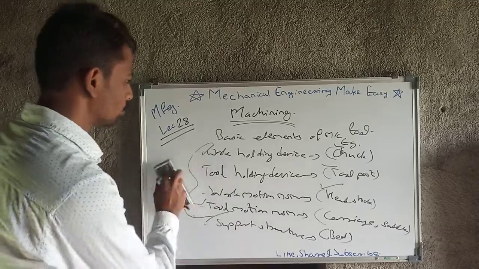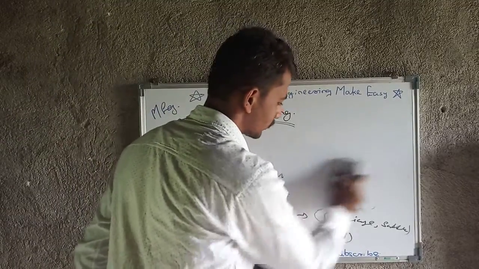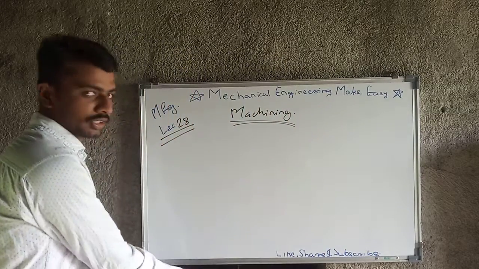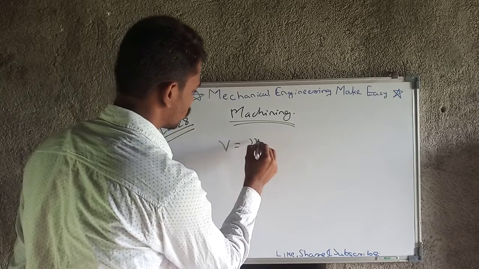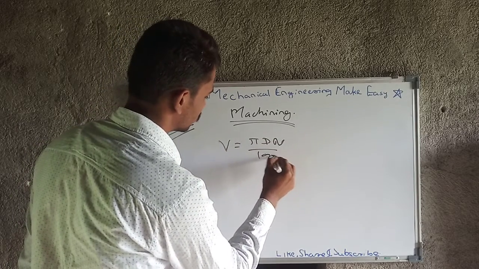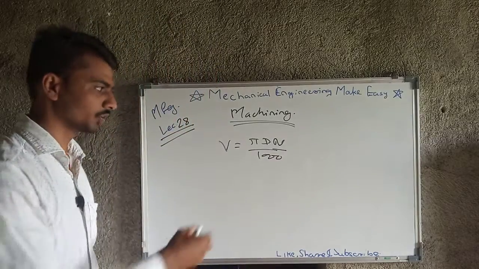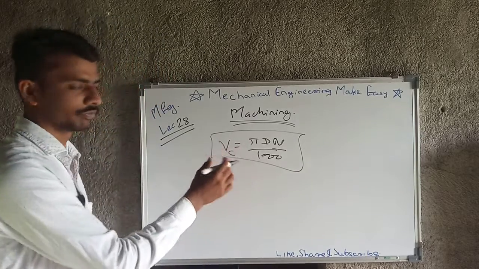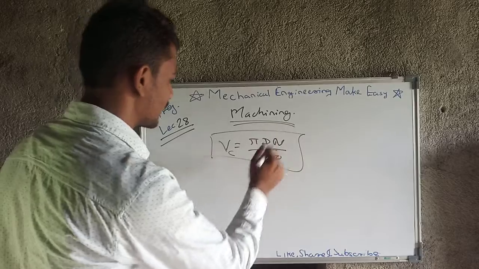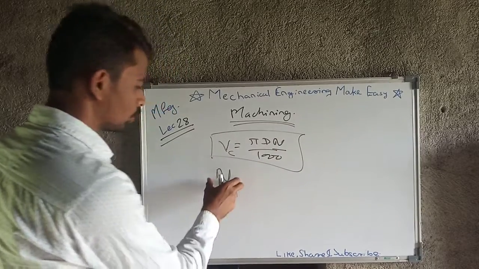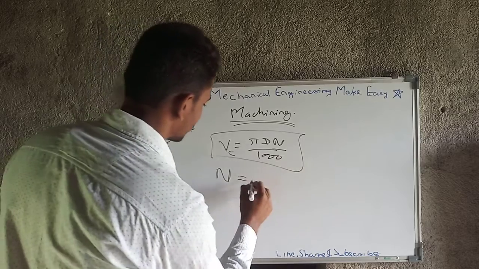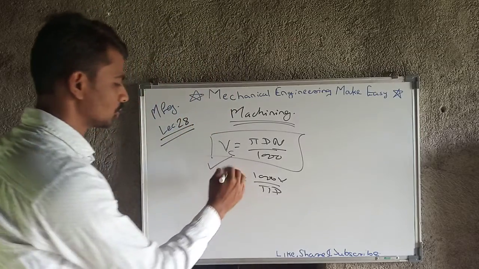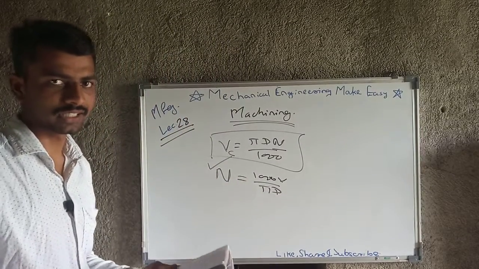Then we will move towards the next, and that is the RPM, the cutting velocity, and their relation. We all know that cutting velocity is equal to pi d n by 1000. There are a number of velocities that you may get confused with, but here we are considering the cutting velocity. You can denote it by V or VC. Cutting velocity is pi d n by 1000. So ultimately we get n, that is RPM, equal to 1000 V upon pi d. This gives us the value of n, the RPM.